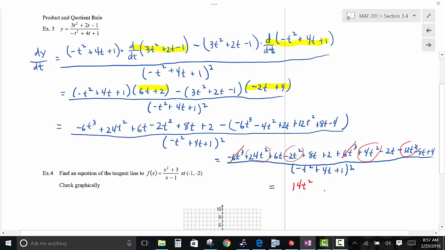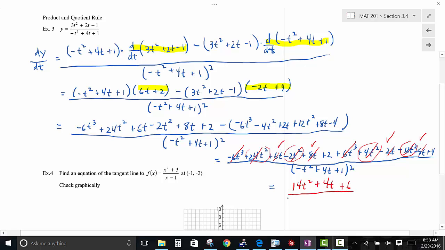Anybody getting a 14t squared? All right, okay, that's good. And let's see, for the t's, 14, 12, 4t. Okay. Plus 6. Okay. Plus 6.